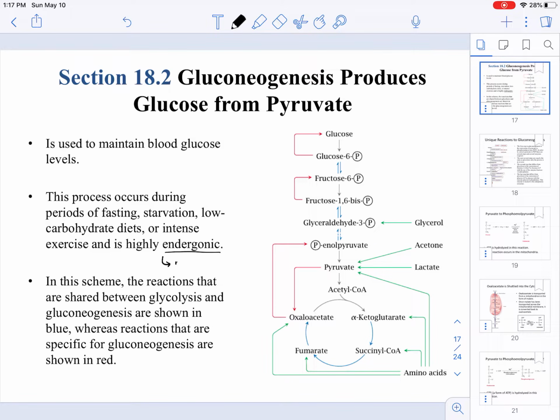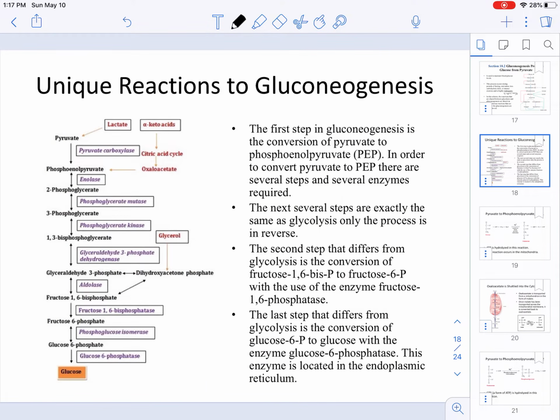So what that means is that it requires energy to convert pyruvate all the way to glucose. So one of the things that we should establish now is that pyruvate to glucose is going to use many of the reactions that were utilized during the process of glycolysis to convert glucose to pyruvate. In the case of gluconeogenesis, again, we are starting at the level of pyruvate and we are going to be synthesizing glucose.